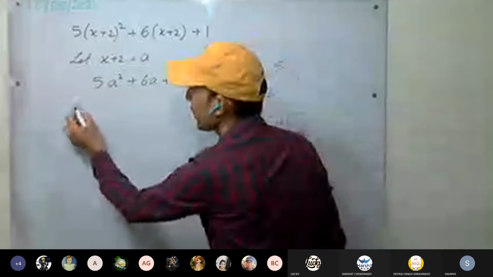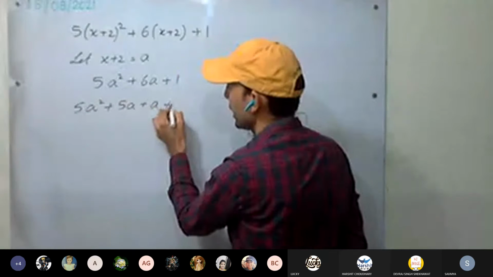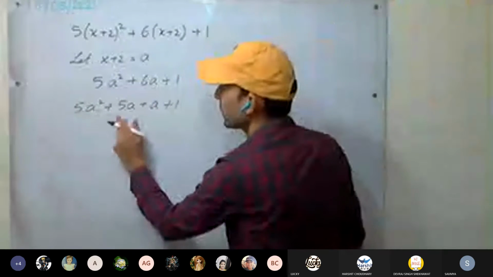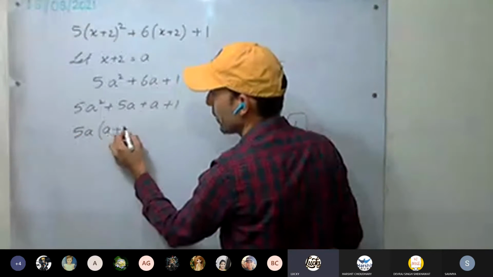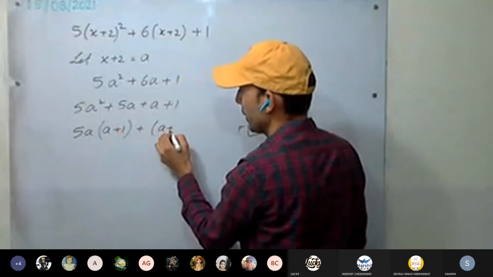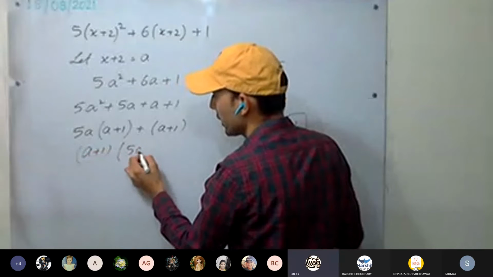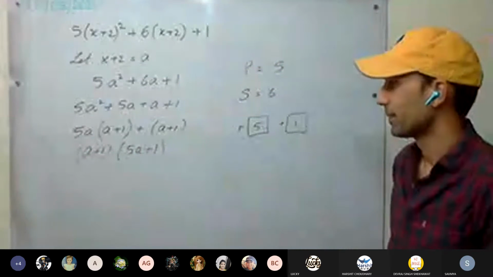So 5a square plus 5a plus a plus 1. What is common? 5a. 5a into a plus 1, plus a plus 1. A plus 1 out, and 5a plus 1. Should we stop here or is there something more we have to do?